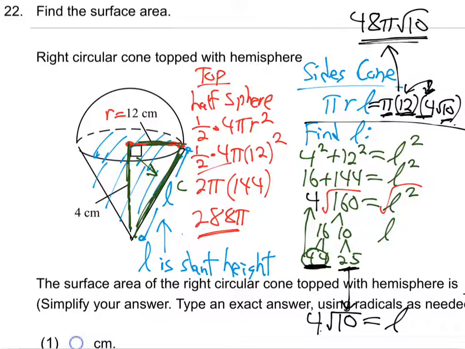So 48 pi root 10, and over here, 288 pi. They have to be added together. We have the top and we have the sides. There is no bottom on this one. The bottom is just a point.